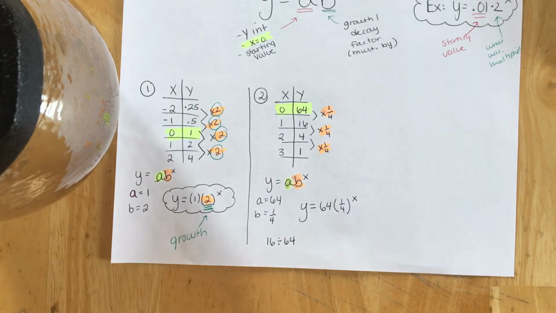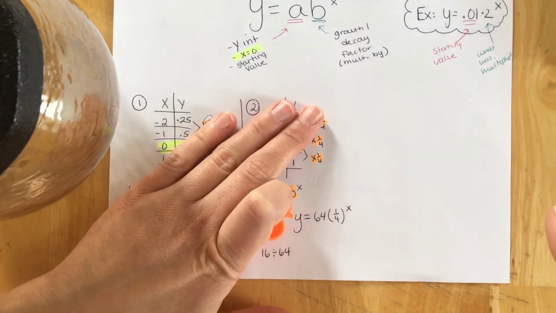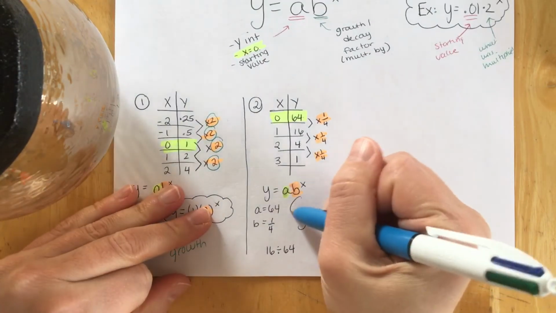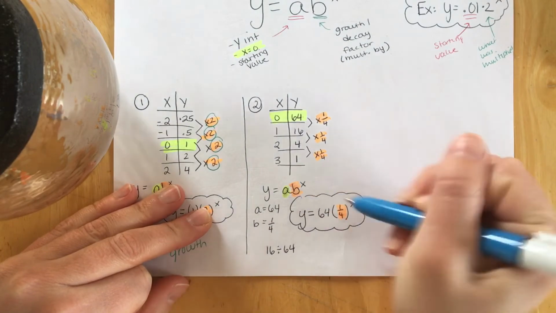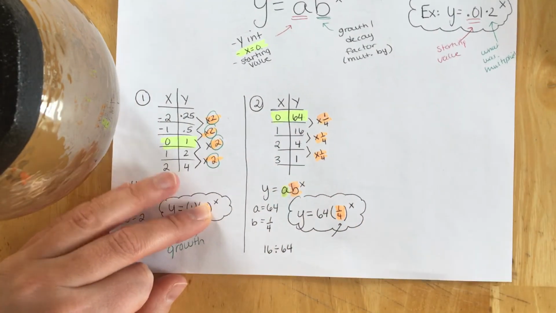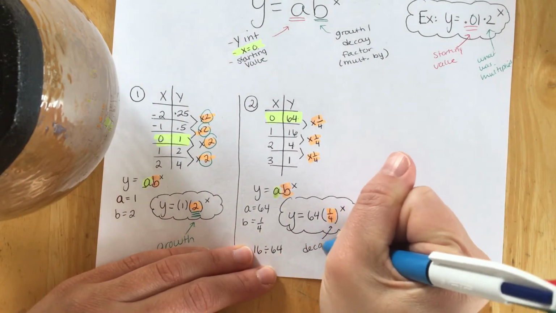Okay, now what makes this a decay, if I don't have the table to look at, and I'm just looking at this equation right here that I'm bubbling in, is the number that's attached to the exponent of x. If that's a fraction lower than 1, so if it's a number less than 1, then that means it's going to be a decay.